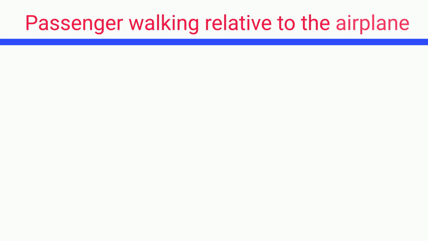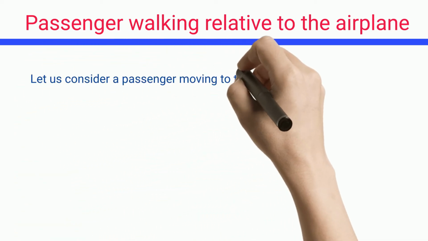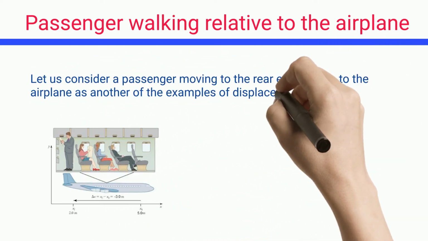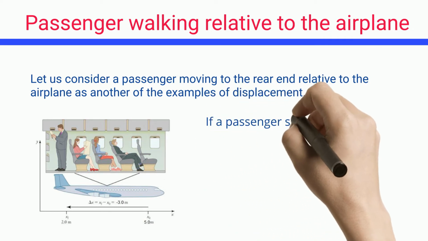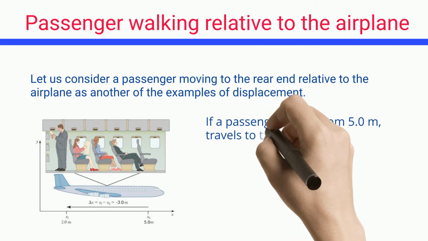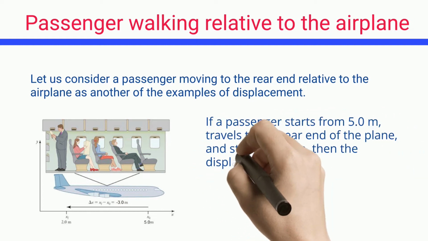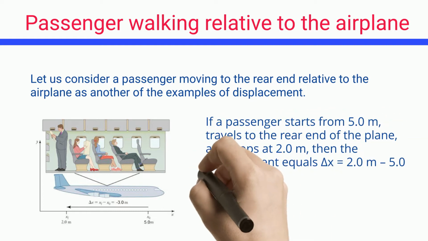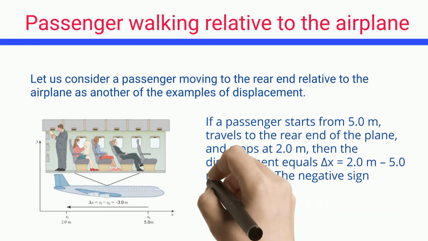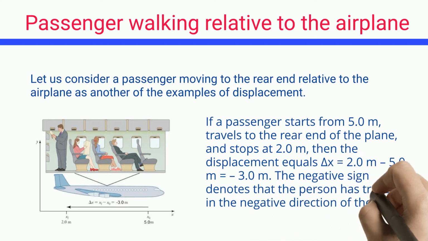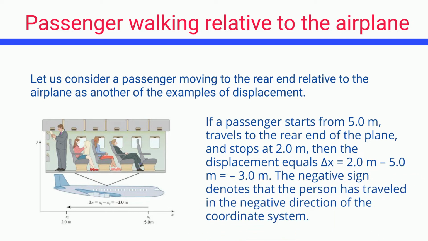Passenger walking relative to the airplane. Let us consider a passenger moving to the rear end relative to the airplane as another example of displacement. If a passenger starts from 5.0 m, travels to the rear end of the plane, and stops at 2.0 m, then the displacement equals x equals 2.0 m minus 5.0 m equals minus 3.0 m. The negative sign denotes that the person has traveled in the negative direction of the coordinate system.